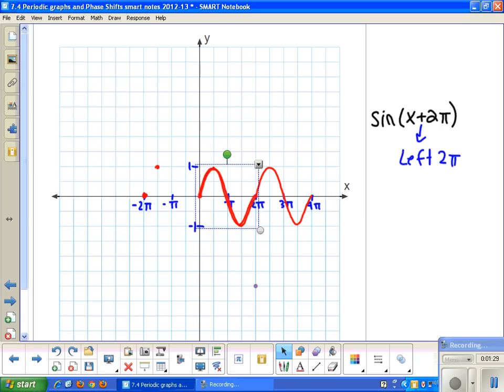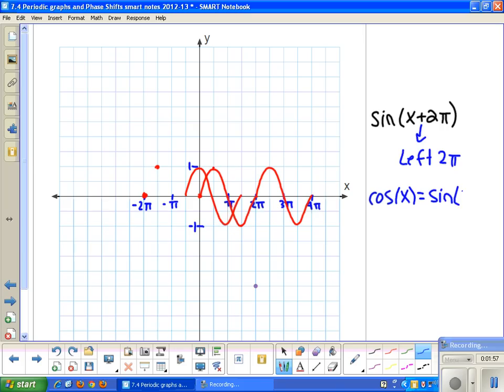Now, let's say that we wanted to make this into a cosine graph. Remember, cosine graphs normally start with a 0, 1. So if I shifted this graph to right there, notice that would give me a cosine graph. So how did I shift the sine graph? I had to shift it to the left pi over 2. So I know that the cosine of x would be equal to the sine graph shifted to the left pi over 2 units. And that's where we get that equation.